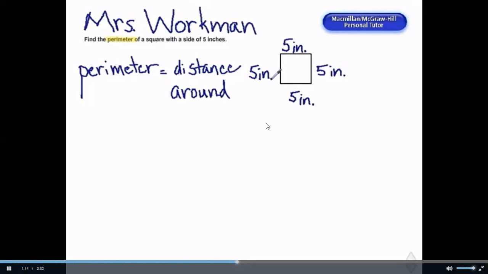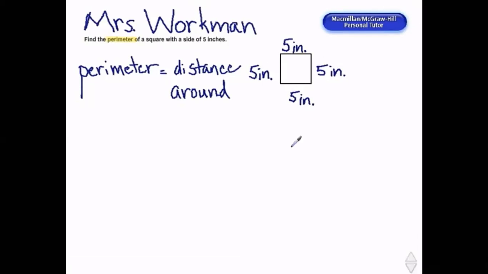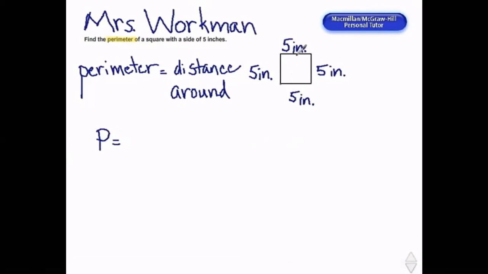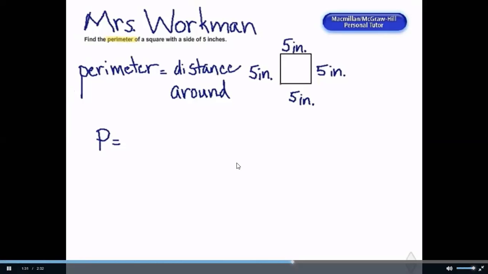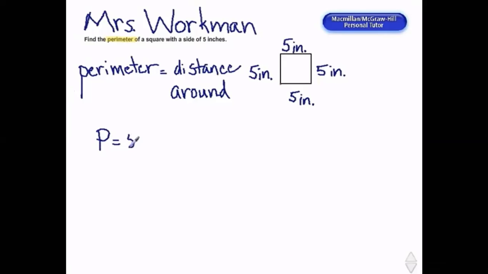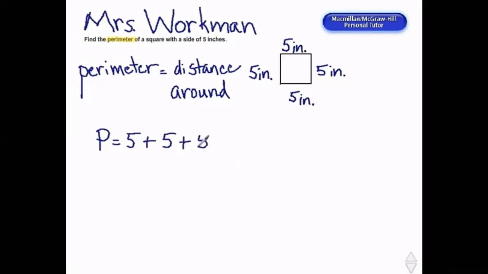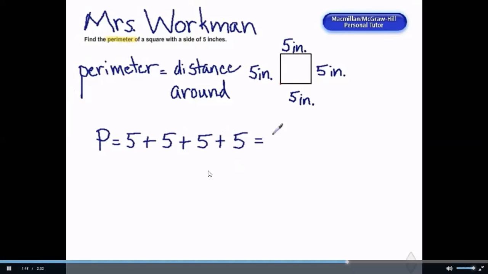To find its perimeter, there are 2 ways we can do this problem. The first way is, since perimeter is equal to the distance around, I'm just going to start right here and go all the way around, adding up the sides. That would be 5 inches plus 5 inches plus 5 inches plus 5 inches. And 5 plus 5 plus 5 plus 5 is 20.